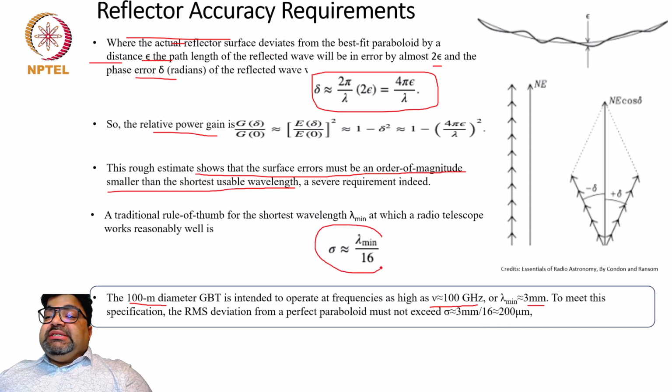Another estimate is that the sigma should be lambda minimum over 16. Roughly, it's a bit of a back of the envelope calculation. So trust us, that is roughly the estimate you are looking for. So sigma cannot exceed 3 millimeters by 16, so 200 micrometers. That's quite a huge accuracy. 200 micrometer accuracy on the dish is quite a large requirement. So that's why they have this active control of the shape for the Green Bank telescope. But anything else, like the ALMA telescope, operates at very high frequency. The same kind of accuracy is also required for that.